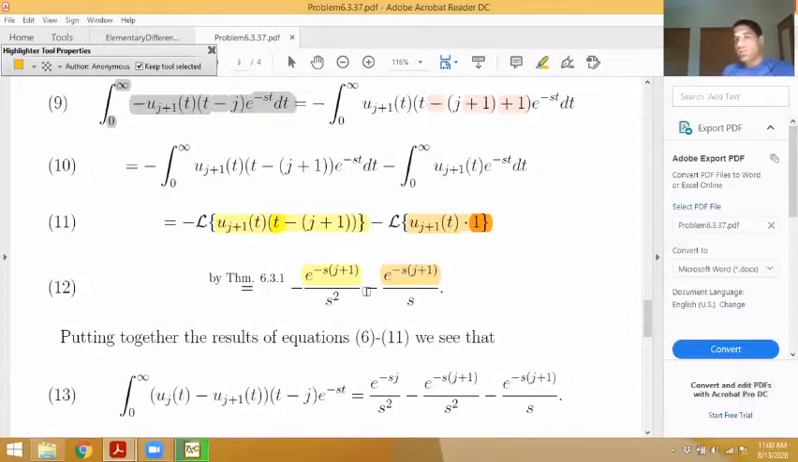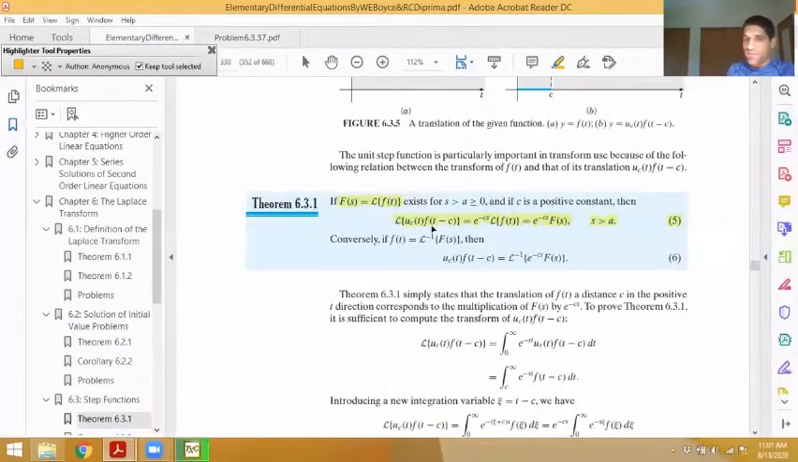And the interesting thing here is the function 1. This might be a little confusing because you can see over here I had the t minus j plus 1, and then it just went back to being t, right? The shift in the formula f of t minus c just turned into f of t. The shift went away. So if my function is f of t equals 1, which is what's happening here, right?